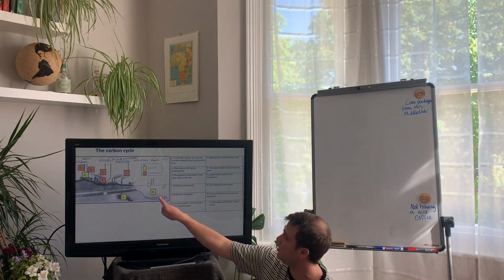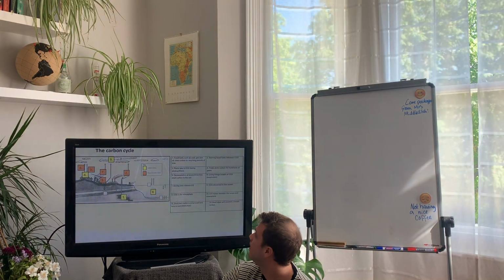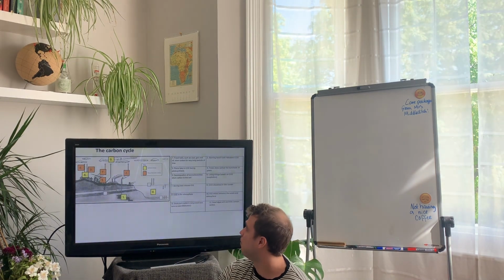Number 8, CO2 is dissolved in the ocean, so it dissolves into our seas. Number 9, there is CO2 in the atmosphere, so we have it in the sky in gas form.